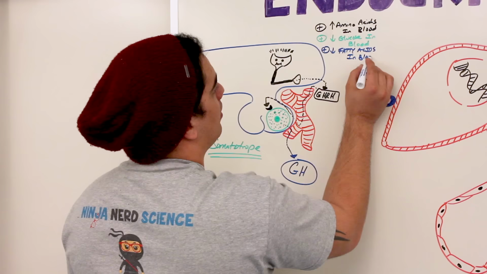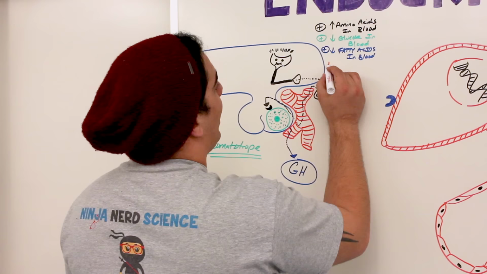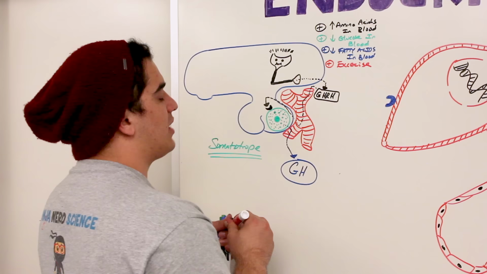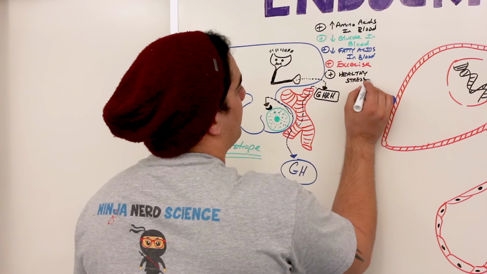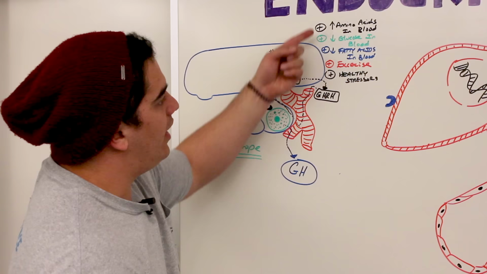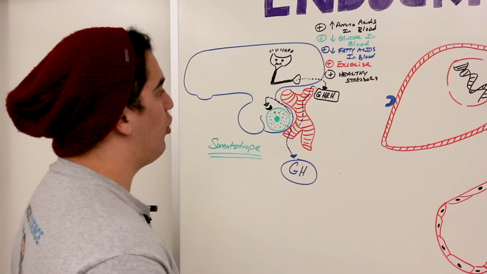Another very potent stimulus of growth hormone is exercise. That's a huge one. Exercise is a very strong stimulus. And we can also say certain types of healthy stressors, because not all stress is a bad thing. These things right here could be the very driving force that starts causing growth hormone releasing hormone release.